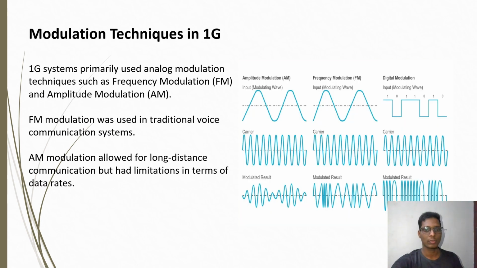Now let us learn about the modulation techniques in first generation. First generation systems primarily used analog modulation techniques such as frequency modulation, amplitude modulation and phase modulation. Frequency modulation was used in traditional voice communication systems, whereas amplitude modulation allowed for long distance communication but had limitations in terms of data rates. Here you can see the waveforms of amplitude modulation, frequency modulation and digital modulation.